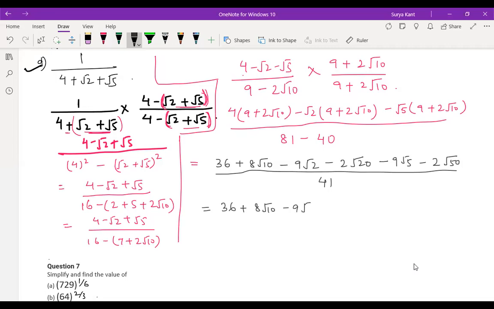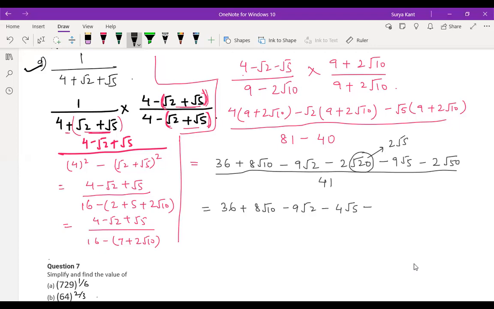Minus 9 root 2. See, this 20 you can change. That you can write here 2 root 5, okay? So 2 2s are 4, 4 root 5 you can write. Understood? Can we write 8 root 2 into 5, sir? Which one, this one? 36 plus 8 root 2 into 5.